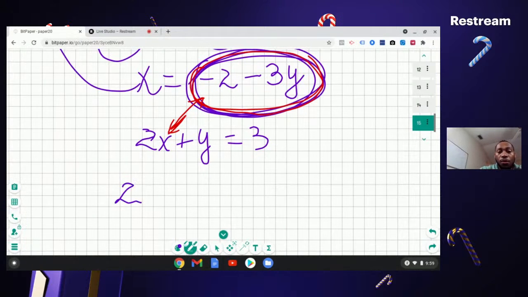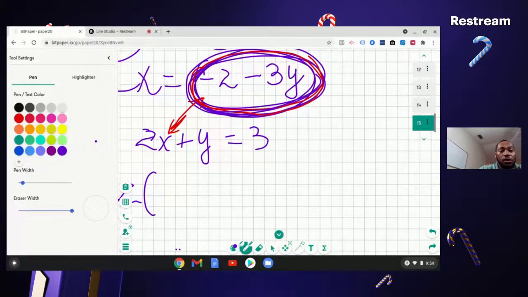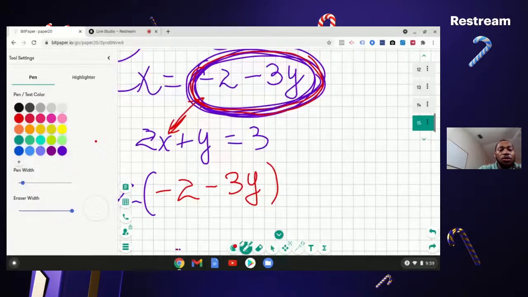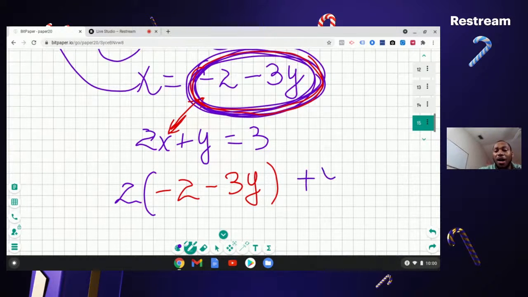I'm going to put 2. What's the value of x that I just found? I'm going to put that in red so that way you understand where things are coming from. So negative 2 minus 3y. And then I'm going to continue writing the equation, plus y is equal to 3. I put those next to each other, guys, so you can understand.